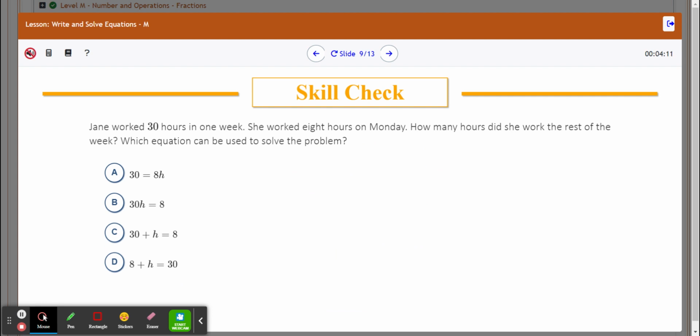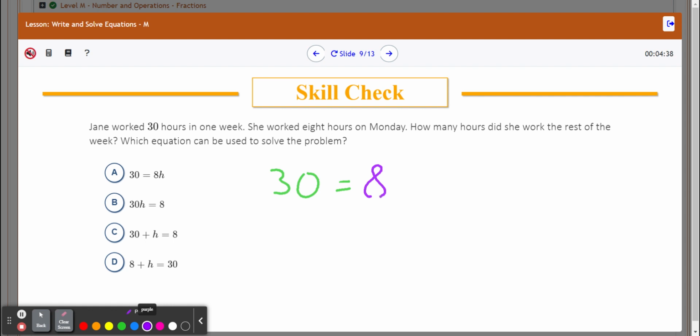Jane worked 30 hours in 1 week. She worked 8 hours on Monday. How many hours did she work for the rest of the week? Which equation can be used to solve the problem? Okay. Well, Jane worked 30 hours in 1 week. All right. So that's her total, 30. Now she worked 8 hours on Monday. How many hours did she work the rest of the week?